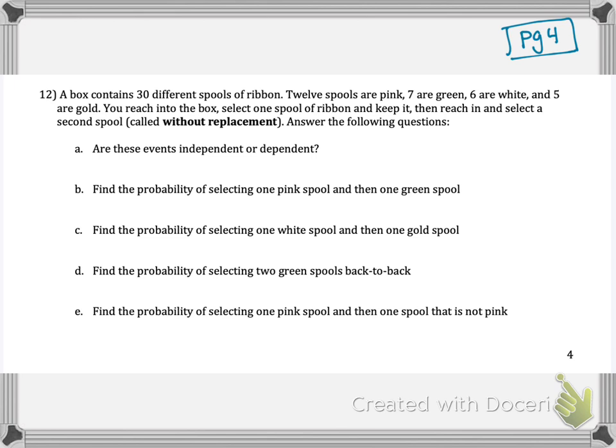It still says a box contains 30 different spools of ribbon. It's the same box. 12 are pink, 7 are green, 6 are white, 5 are gold. So let's just record. We have 30 total. 12 are pink, 7 are green, 6 are white, and 5 are gold. So just like we had before, we're recording the information that we need. Except this time, let's read the scenario.